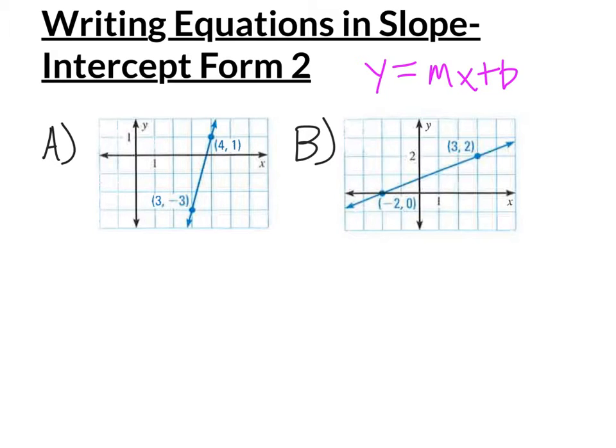Let's take a look at our first example, example A. So we have a line in example A. We have a linear equation. A line's going straight up from left to right. But we can't see our y-intercept here. So we know we could find our slope of this line, but we can't really see what the b is. What is the y-intercept? So in order to do that, we're going to have to use some algebra.